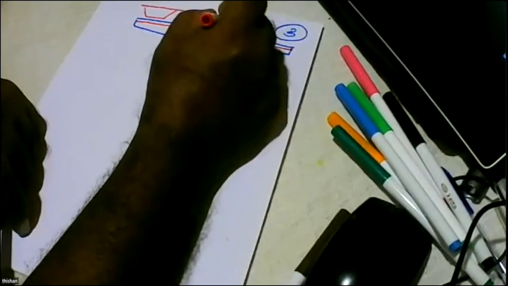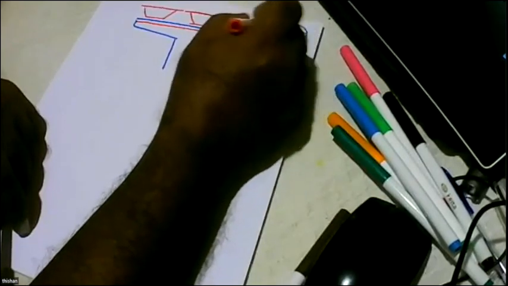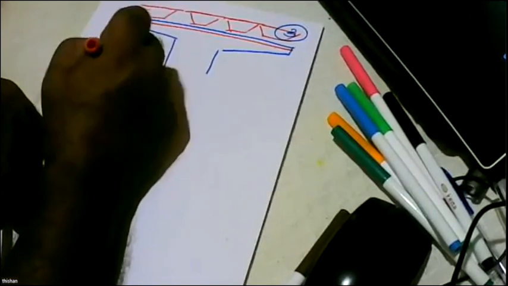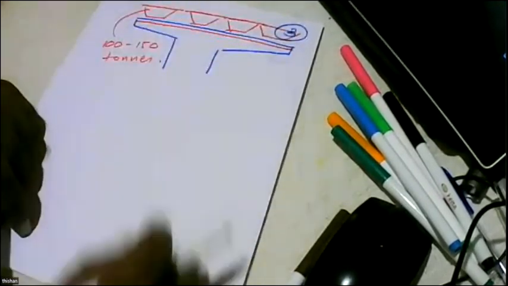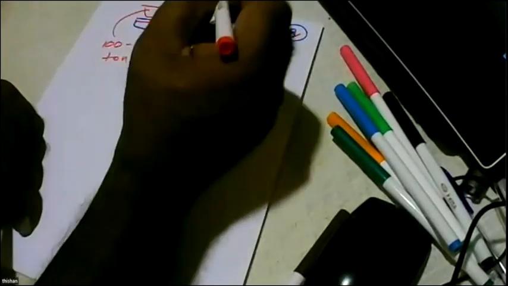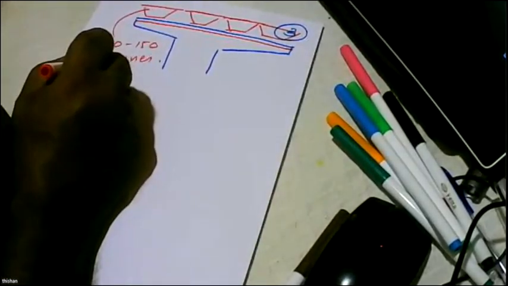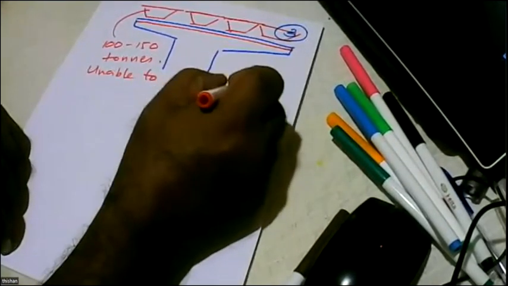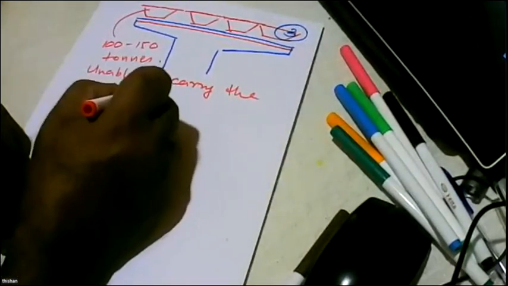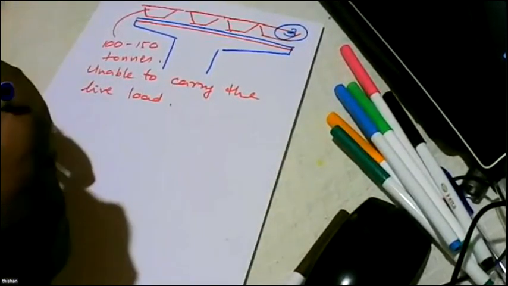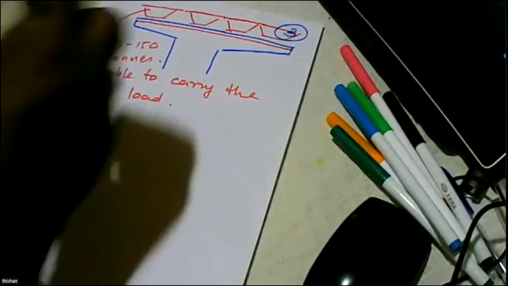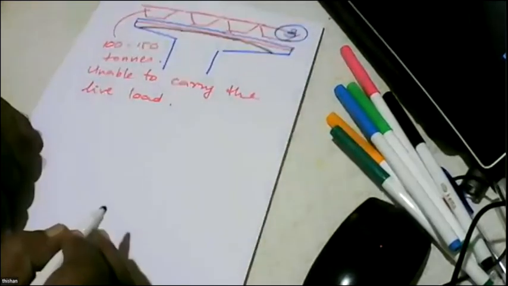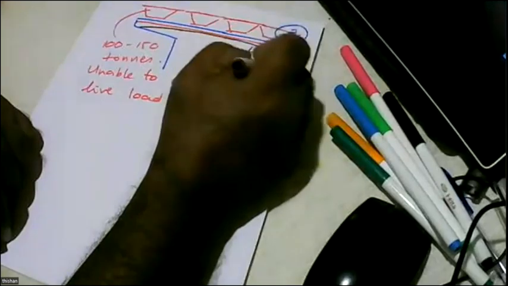Now, when you apply the load of the beams, what will happen? Now, the weight of each beam can be about 100 to 150 tons. What will happen? All this will become level, but still unable to carry the live load. So what are we going to do next? We can apply additional pre-stress like that. So that is the second stage.